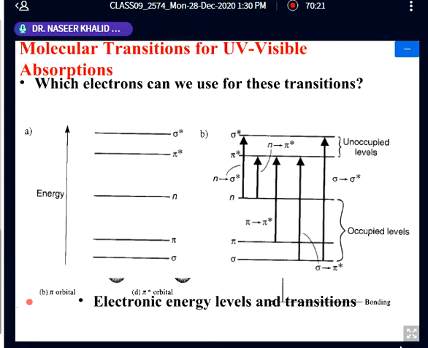The same picture is there: sigma, pi, and pi star, and these are the transitions we are taking. This is sigma to sigma star, that is our maximum energy. This is the occupied orbital, and these are the unoccupied orbitals. So HOMO to LUMO transitions are present. We can't say LUMO to LUMO; if it were possible, it would be very weak in intensity, as compared to this HOMO to LUMO, where a very strong peak will be there.